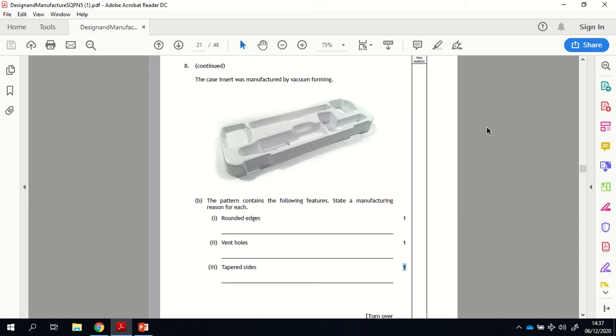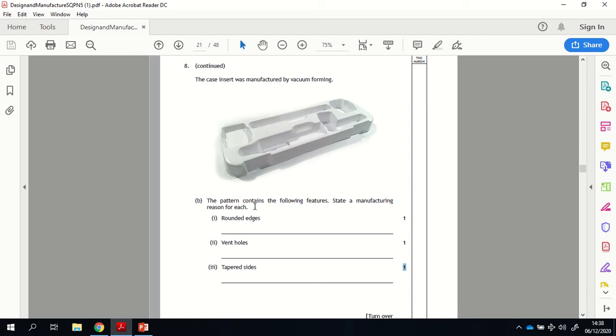So the question says, the case insert was manufactured by vacuum forming. So you've got a picture of the insert for the pencil case, clearly made from plastic. You should recognise it as vacuum formed because we know that vacuum forming is good for producing trays and inserts and masks from our general revision. But to increase our knowledge of vacuum forming, we can actually use this question to do exactly that.